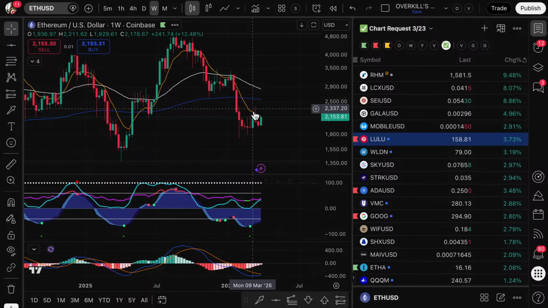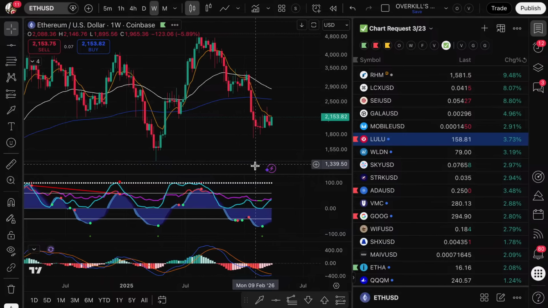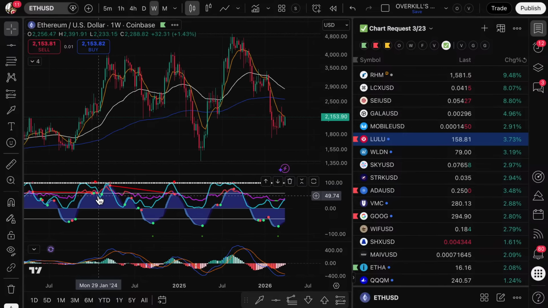And with that green dot, you're taking that into consideration all while looking at the averages as well. You can buy a green dot up here, like this one right here in February. That was at 2,600, but look how far it was off of the EMA. So it just wasn't a good time to invest.